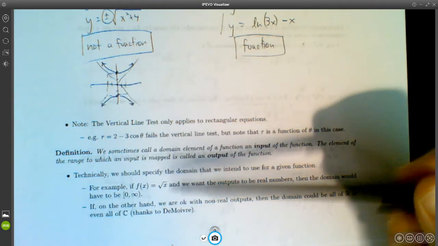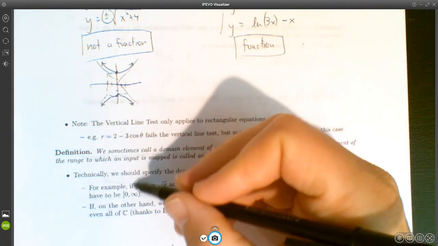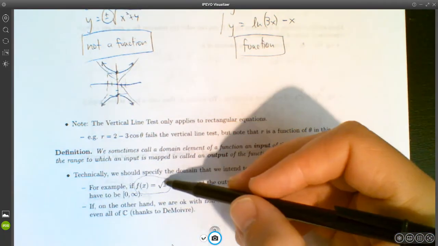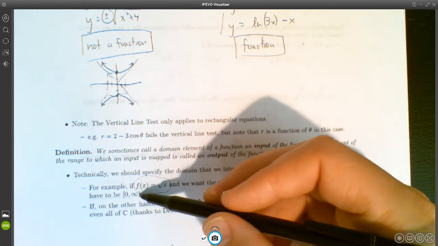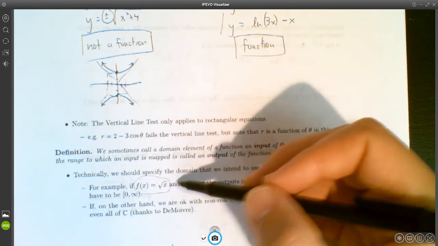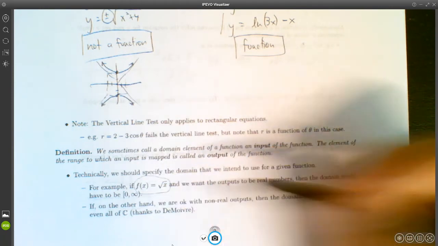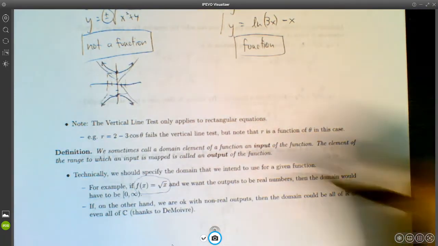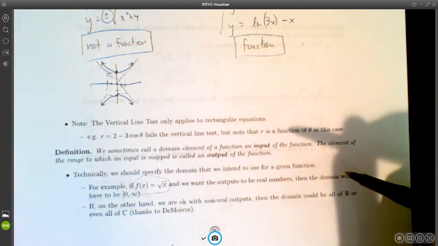So when you just say f of x equals square root of x, it's a little bit ambiguous. It's like, what function are you talking about? Are you talking about the function whose domain is 0 to infinity, in which case all of the outputs are real? Or are you talking about the function whose domain is all of the real numbers, in which case you get some real outputs and some non-real outputs?